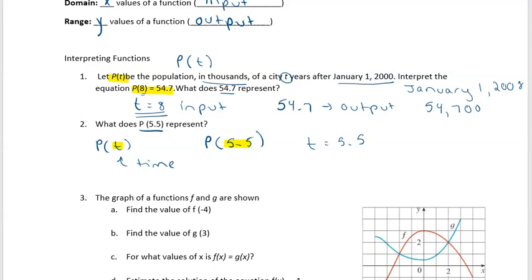Well, 5.5 years after January 1st. Well, 0.5 is half a year, so that's 6 months. So that would take us to July. And 5 years would take us to 2005. So we're looking at July of 2005 when we're looking at 5.5 years. So July 1st, 2005 would represent 5.5 years.